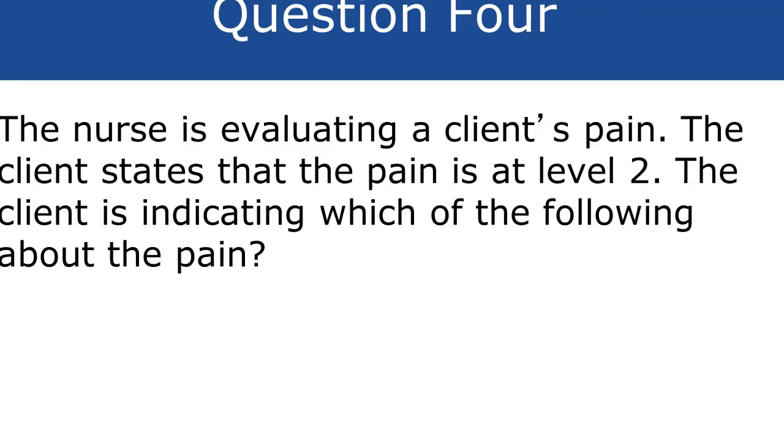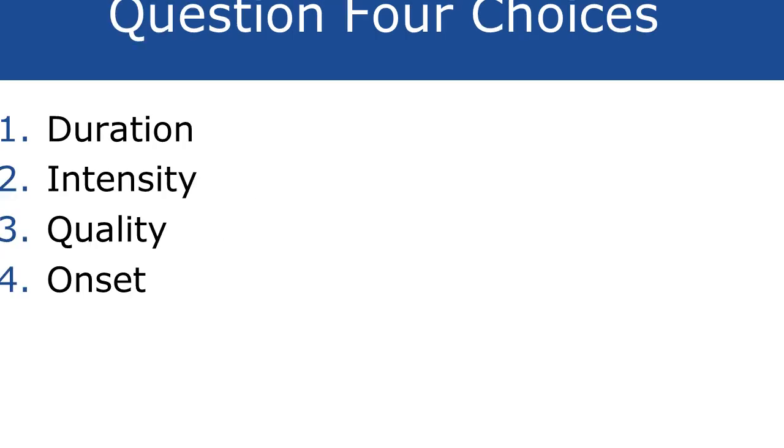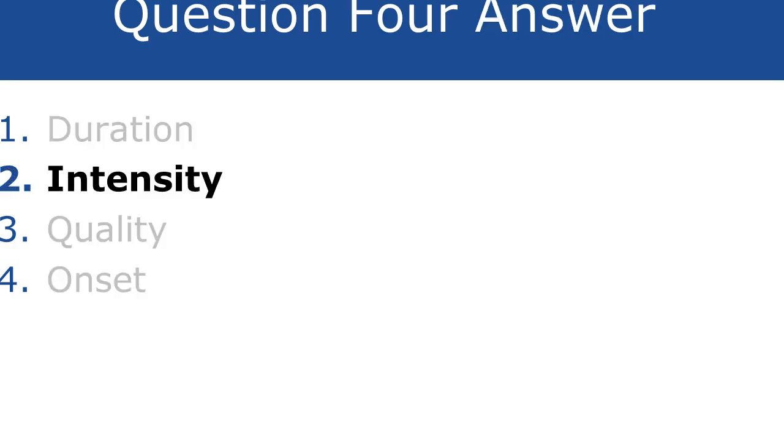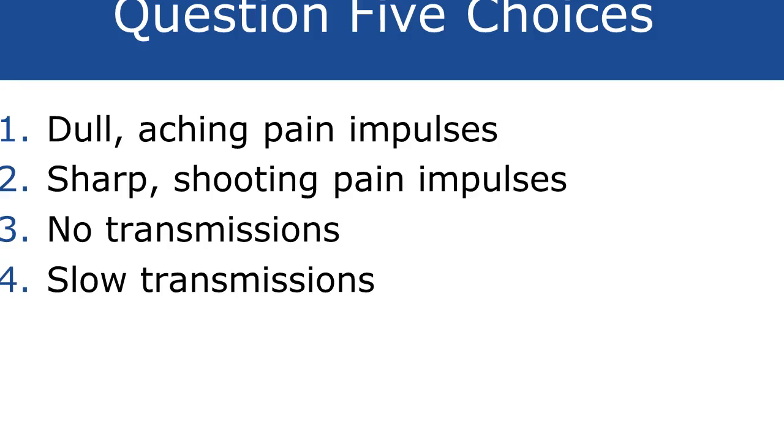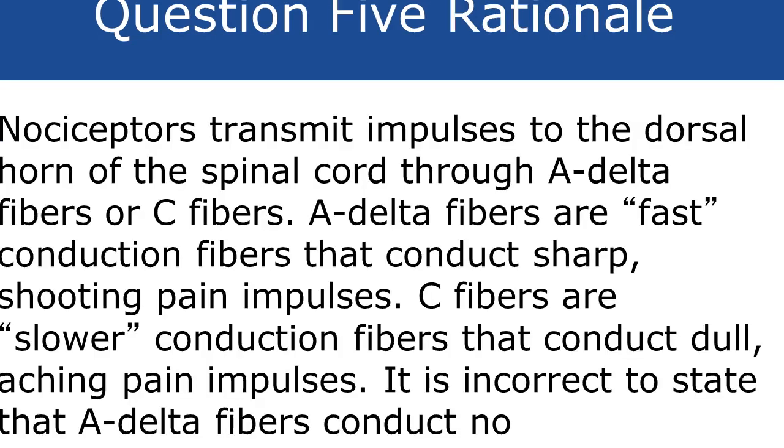The nurse is evaluating a patient's pain. The client states that the pain is at a level 2. The patient is indicating which of the following about the pain. Obviously, the intensity. I'm not sure if you'll know this, but I'll just go over with question 5. The nurse is aware that the A delta fibers conduct which of the following types of pain? The answer is sharp soothing pain impulses.